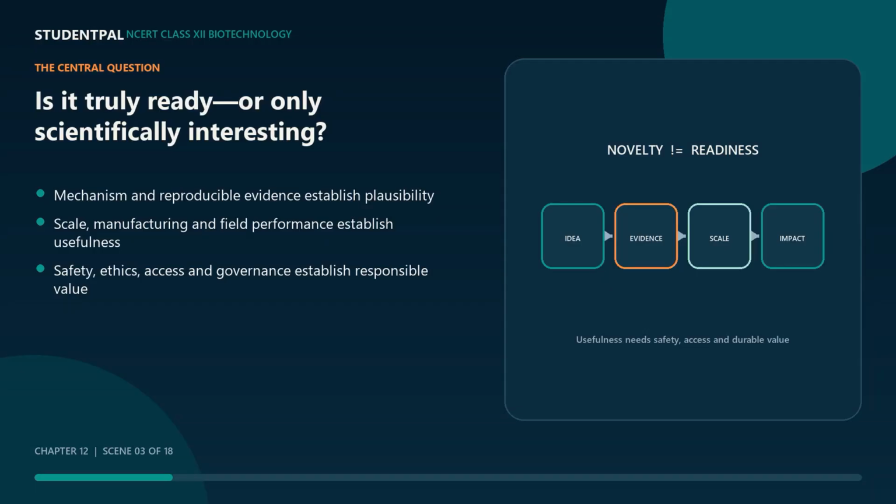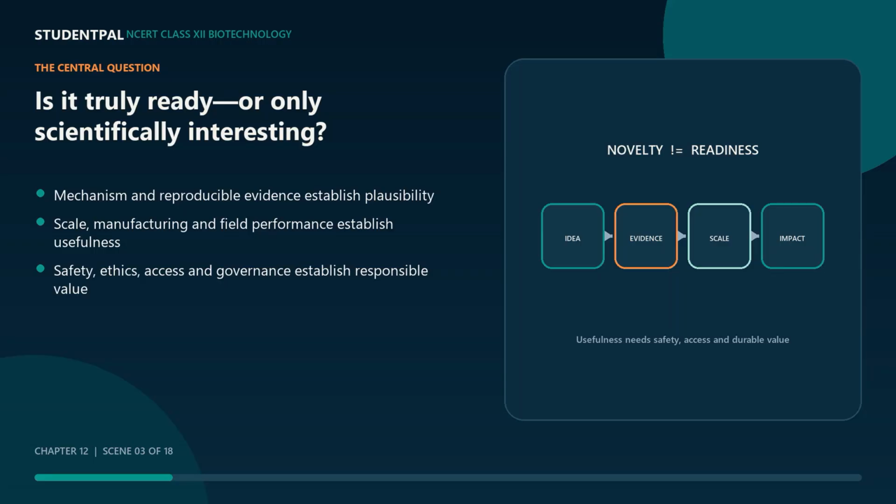Proof of principle asks whether the proposed mechanism can work under controlled conditions. Validation asks whether independent measurements, suitable controls, and repeated experiments support the claim. Translation asks whether the effect survives larger scale, variable users, realistic environments, and manufacturing. Responsible deployment adds safety, cost, access, environmental impact, regulation, and public value.